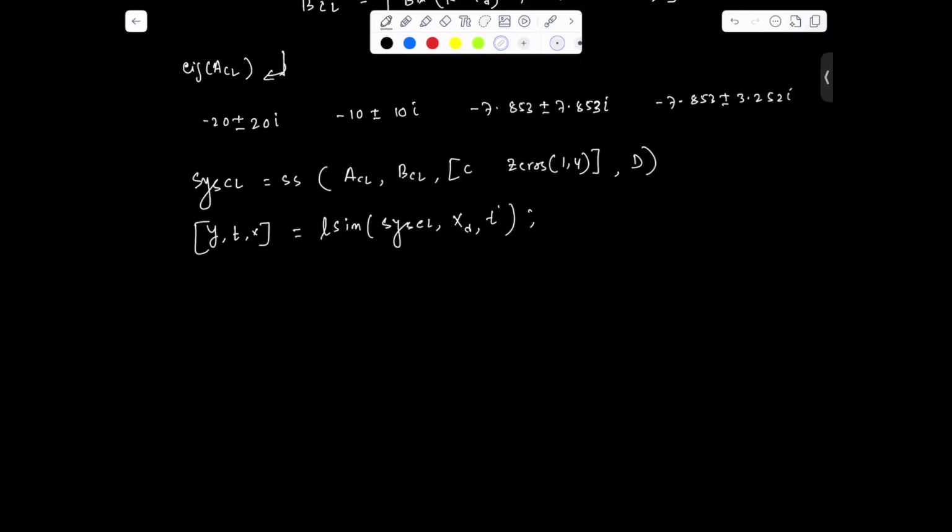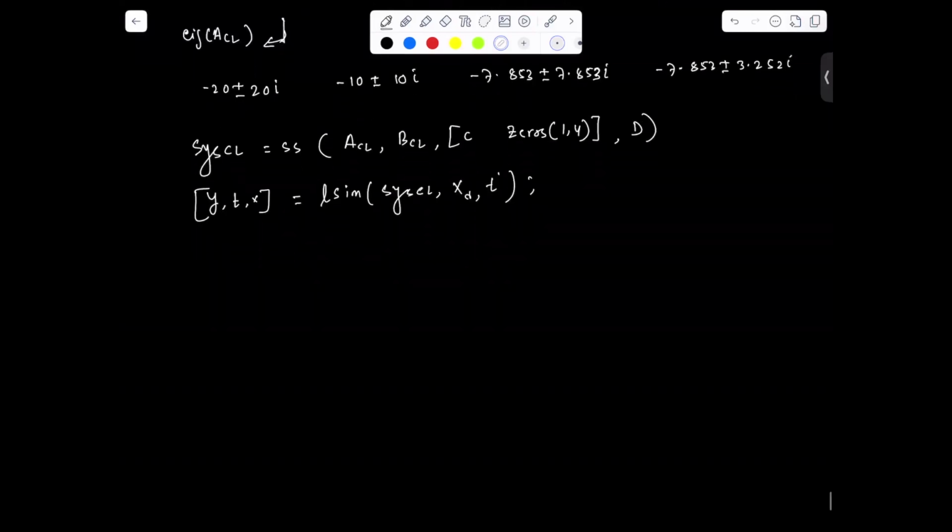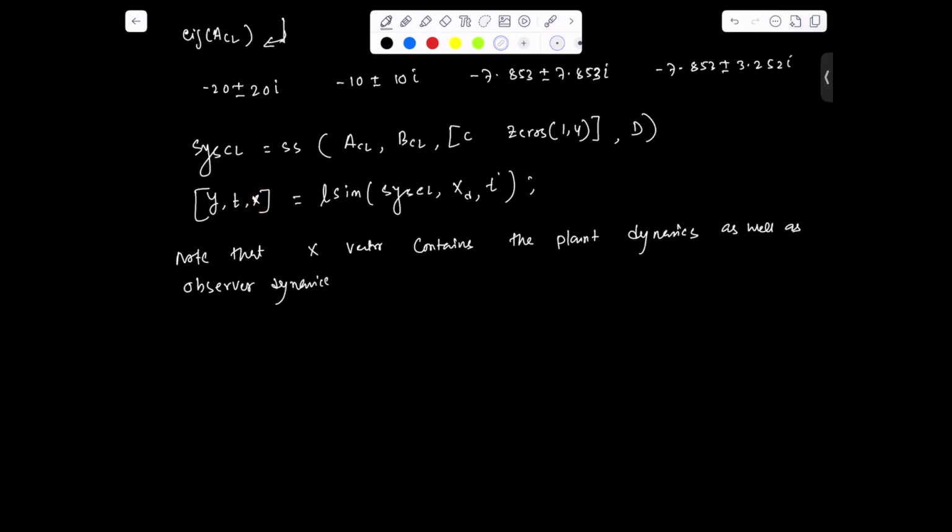we have one thing to note here. The X vector contains the plant dynamics as well as the observer dynamics. Here we can plot and see the results.